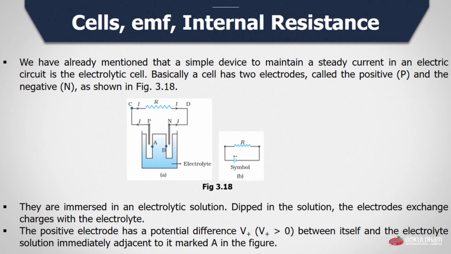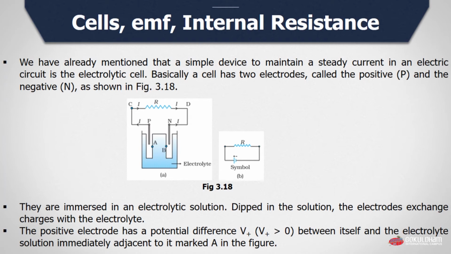Basically, a cell has two electrodes which are called positive P and negative N, as shown in figure 3.18 a and b. In figure 3.18 you can see a cell which has two electrodes. The first one is positive and the second one is negative, and they are immersed in an electrolytic solution. Dipped in this solution, the electrodes exchange charges with the electrolyte, and the positive electrode has a potential difference V plus.